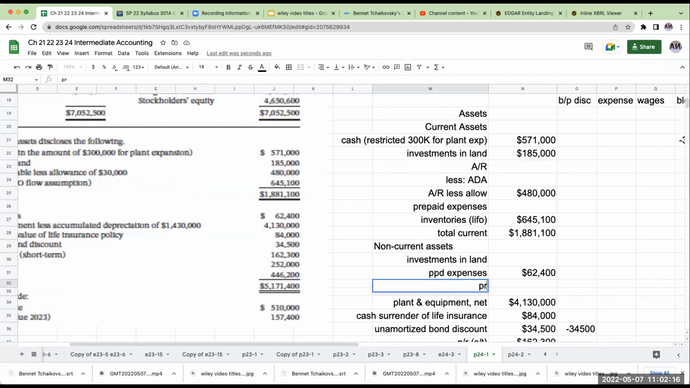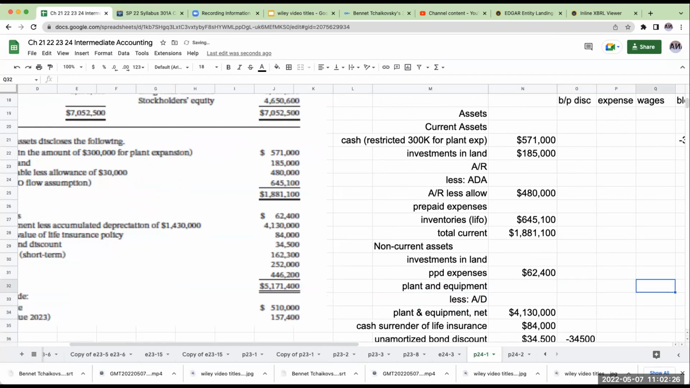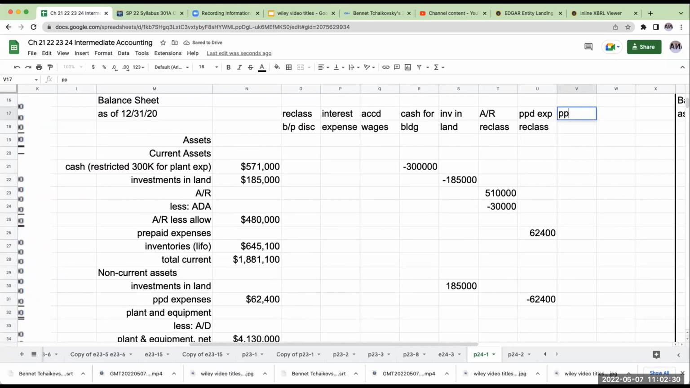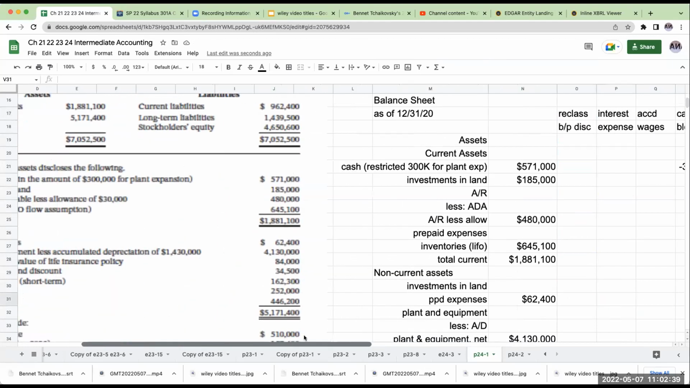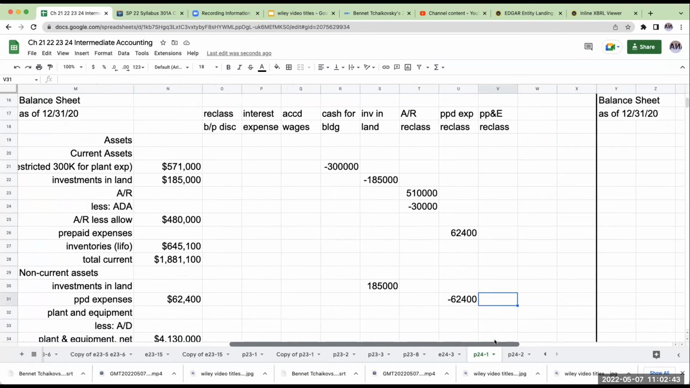So you'd have here plant and equipment less accumulated depreciation. So over here, the reclass, so PP&E reclass. So this would be the amount of the accumulated depreciation, which was 1,430,000.